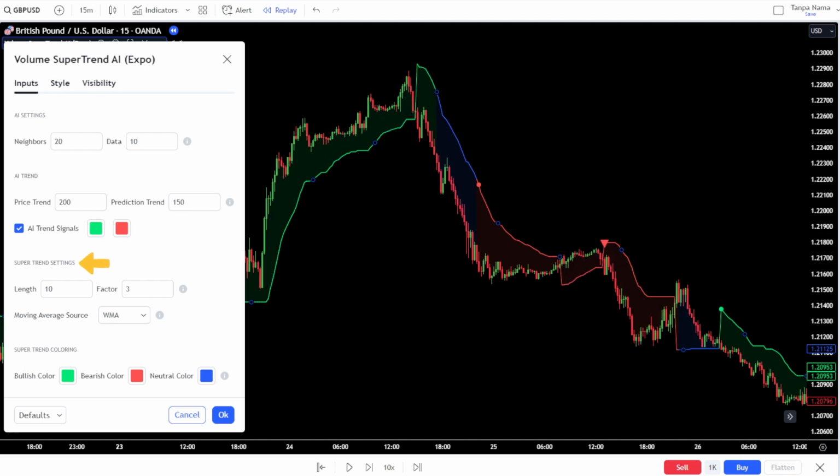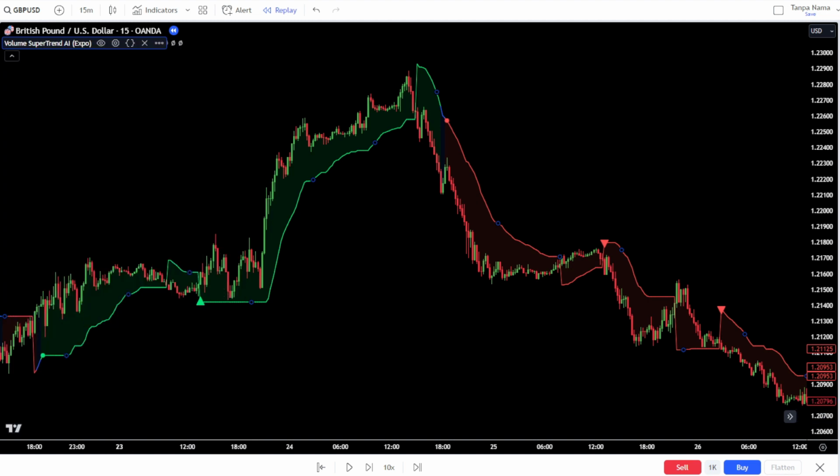Supertrend setting. For Supertrend settings, you can adjust the length, factor, and moving average source. For the moving average source, you can choose between SMA, EMA, WMA, or others, and the Supertrend line will change accordingly. However, for this video, we will use the default settings.